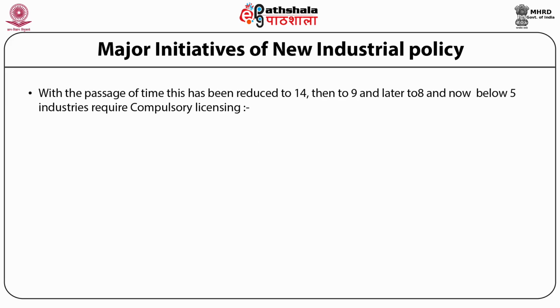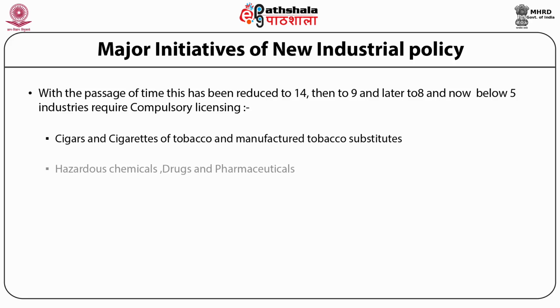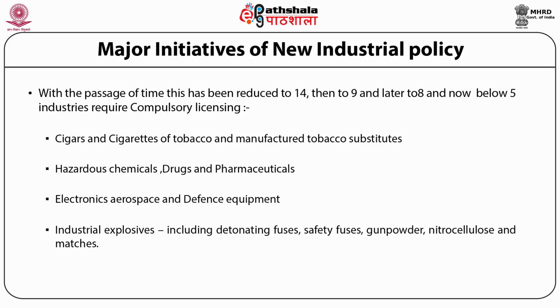With the passage of time, this list was reduced to 14 and then to 9, later to 8 and now below 5 industries, which include cigars, cigarettes of tobacco and manufactured tobacco substitutes, hazardous chemicals, drugs and pharmaceuticals, electronic, aerospace, defense equipment, and industrial explosives, including detonating fuses, safety fuses, gunpowder, and matches, etc.